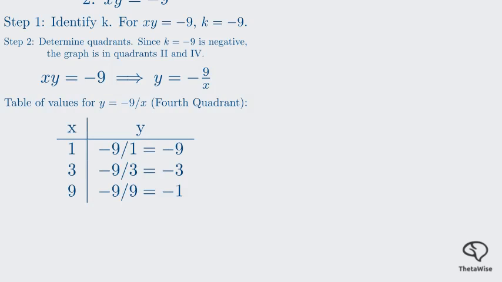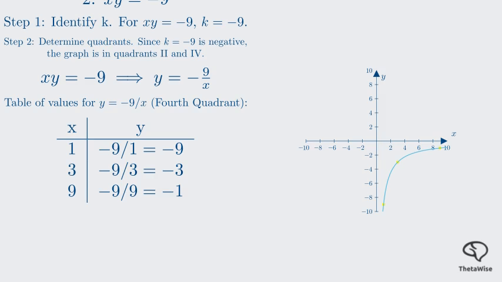Now, let's plot these points on our coordinate axes. Plot the points (1, -9), (3, -3), and (9, -1). Remember that the asymptotes are the x and y axes. Sketch a smooth curve through these points, making sure it gets very close to the axes but never touches them. This corresponds to the branch in figure 4.22.